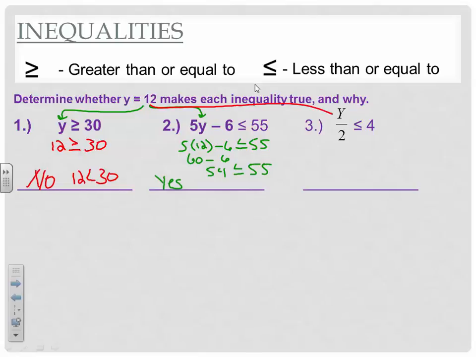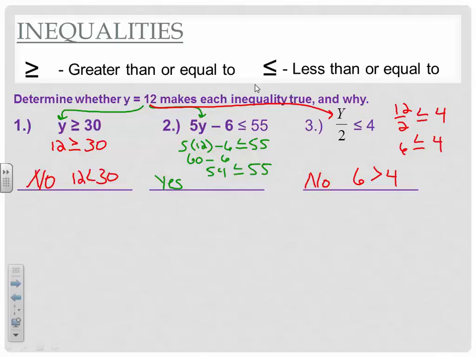So I'm going to substitute 12 in for y. So what I have is 12 over 2 less than or equal to 4. We know that a fraction means to divide. 12 divided by 2 is 6. Is 6 less than or equal to 4? No, it is not. 6 is actually greater than 4, so we'll say 6 is greater than 4.